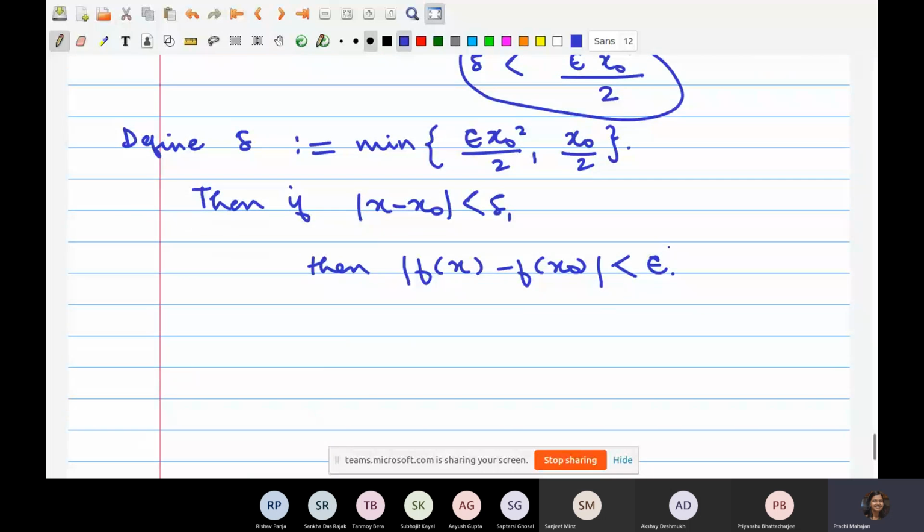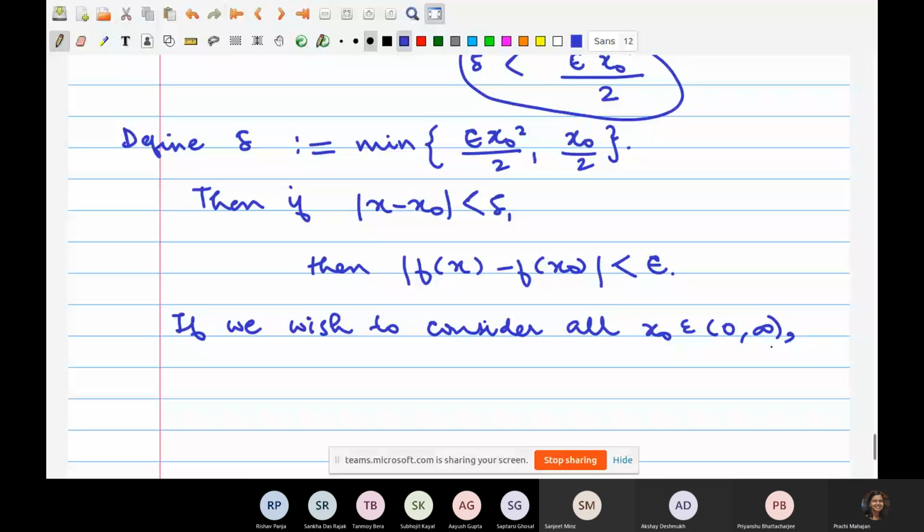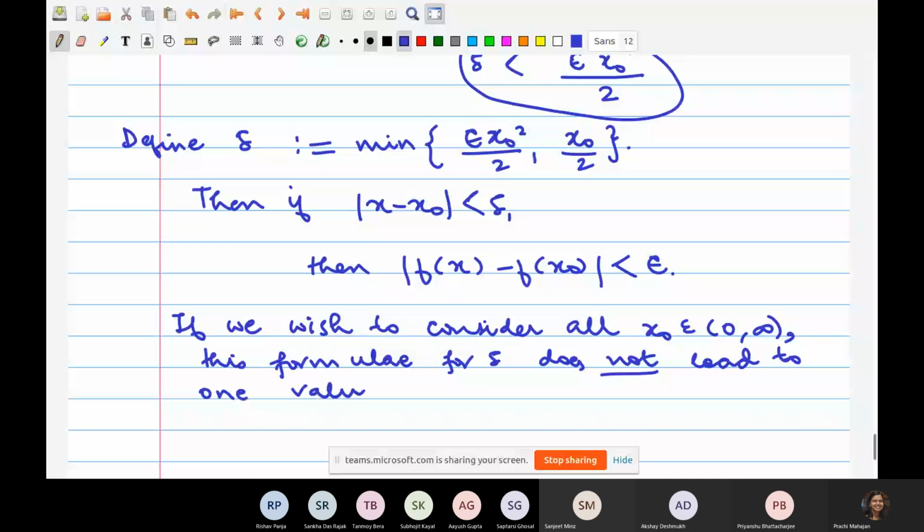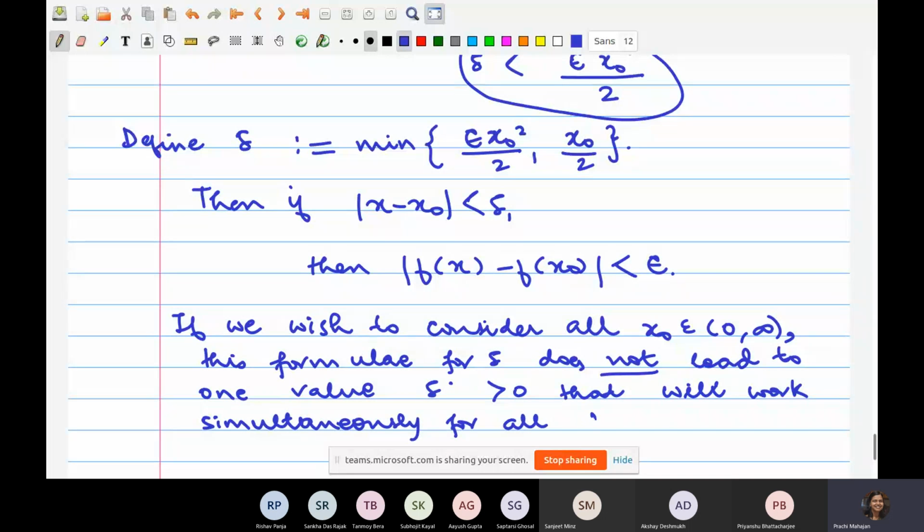What I am trying to say is that if we want to consider all the points in the domain of definition of f, this formula for delta does not lead to one value of delta that will work simultaneously for all x naught positive.